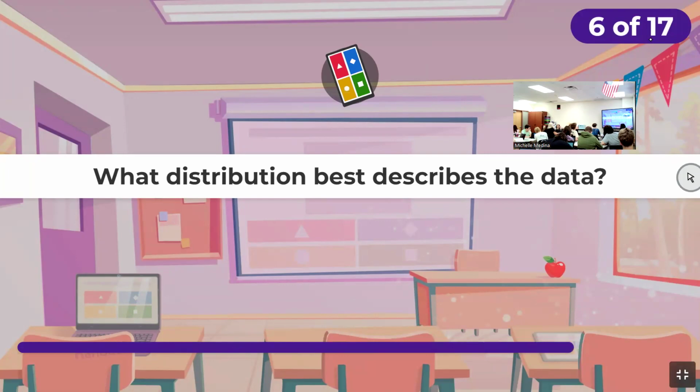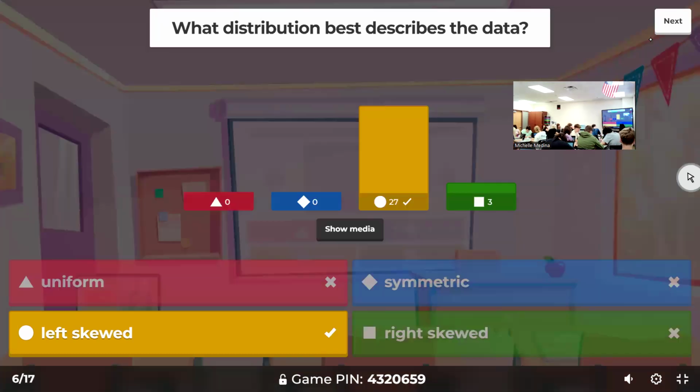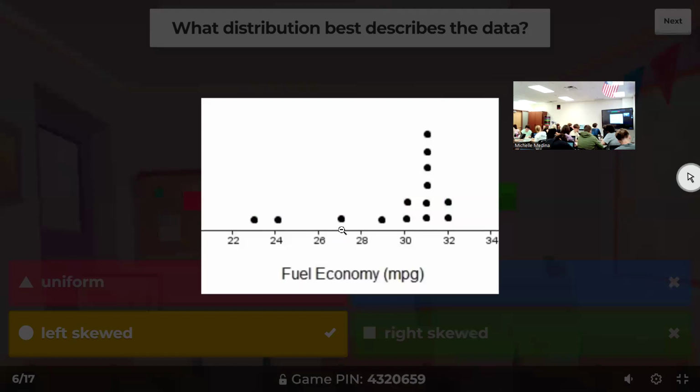What distribution best describes the data? Okay, almost all got it right again. The tricky part with these usually is figuring out if it's left or right skewed. So what is the little trick I told you for how you can remember what to call it?